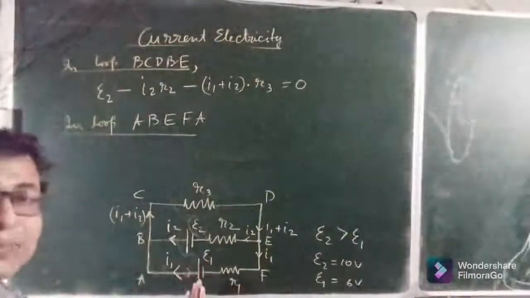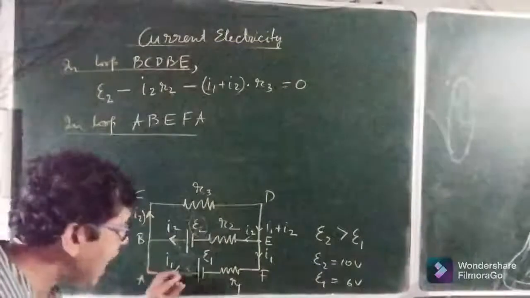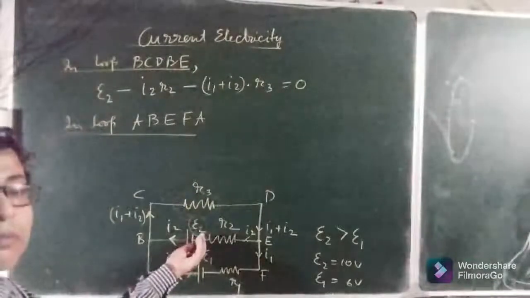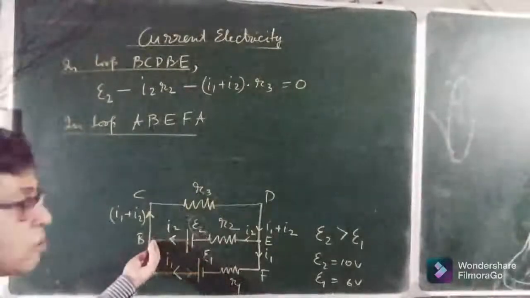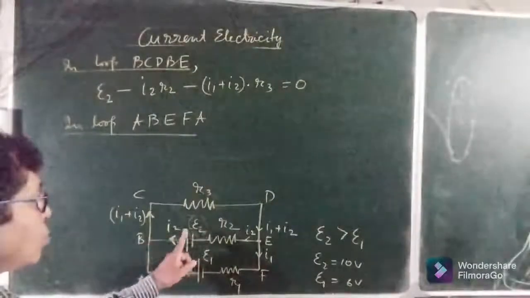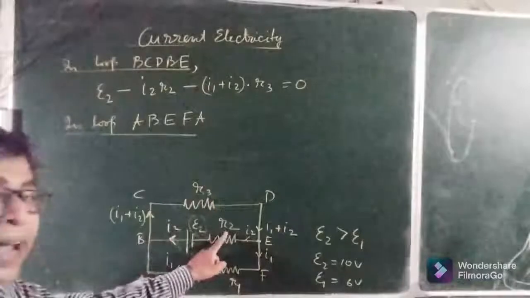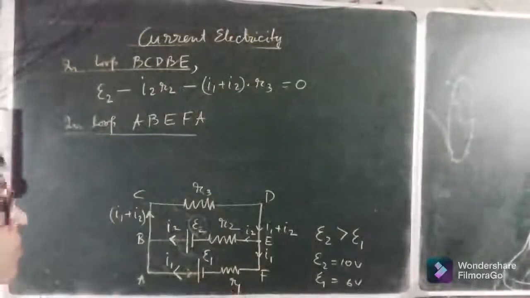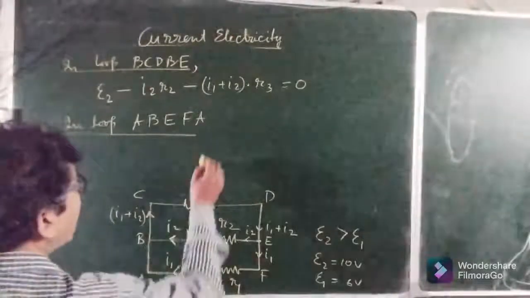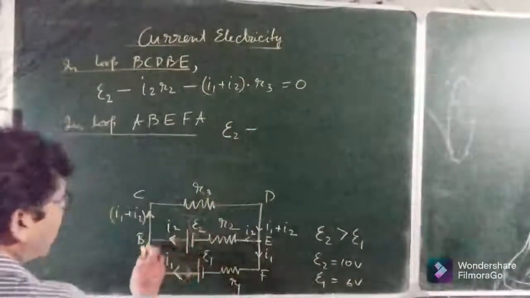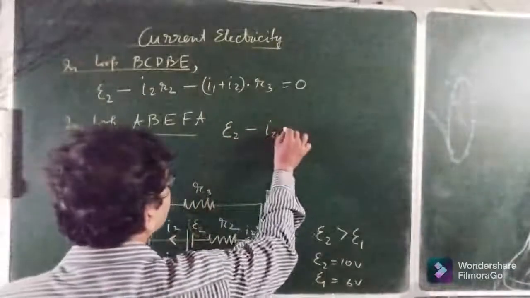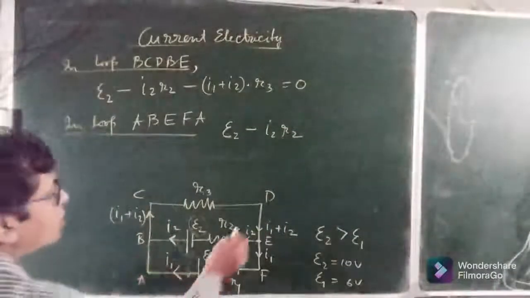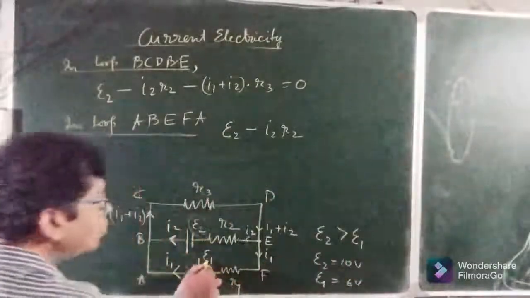When a cell is being charged, that means energy is being added to that cell. Here the energy is spent out, energy is lost. So this I2R2 is taken as negative, but this I1R1 is taken to be positive. So in this case we have to write E2 minus I2R2, but in this case I1R1 is taken to be added to E1.